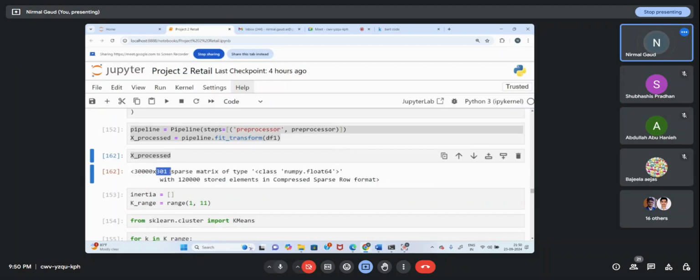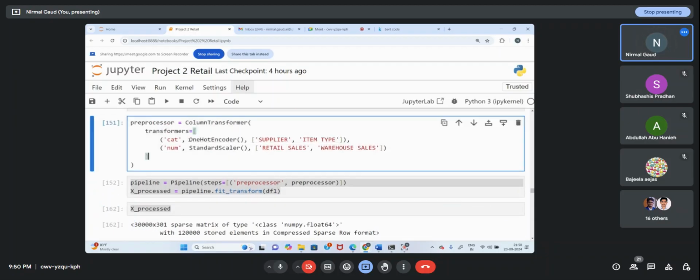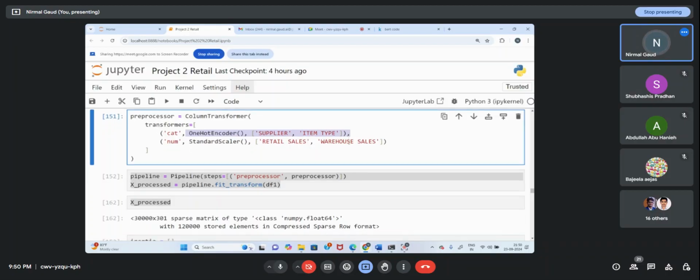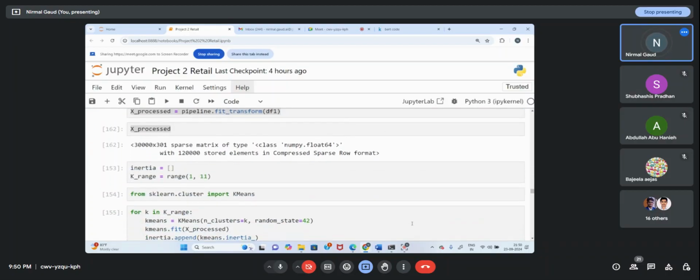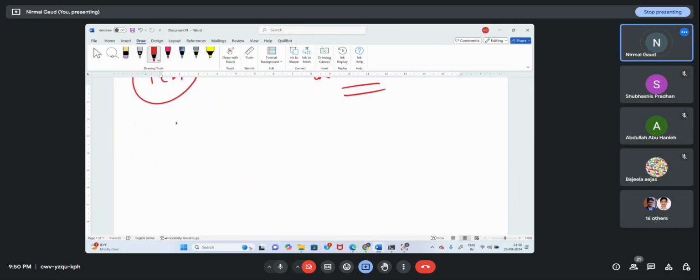Okay, with 301 columns. 301 columns will be there and 30,000 rows will be there. So my data is sparse data actually after performing this activity. However, anyways, I need to perform unsupervised learning, and I need to cluster my data. That's what I want to do.